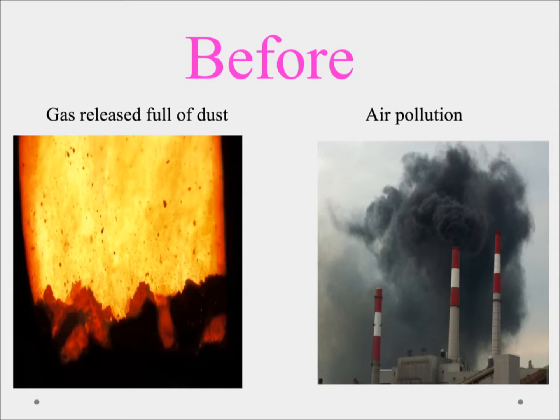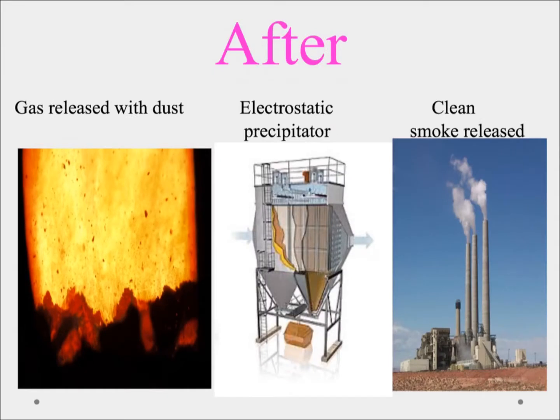Now, let us see the effect of using an electrostatic precipitator, the before and the after. Before using the electrostatic precipitator, the gas released is actually full of dust. And when the gas is released, it will cause air pollution. Then what about the effect after using the electrostatic precipitator? The gas released from the power plant is full of dust. However, when it passes through the electrostatic precipitator, the smoke that is released is cleaner than before.